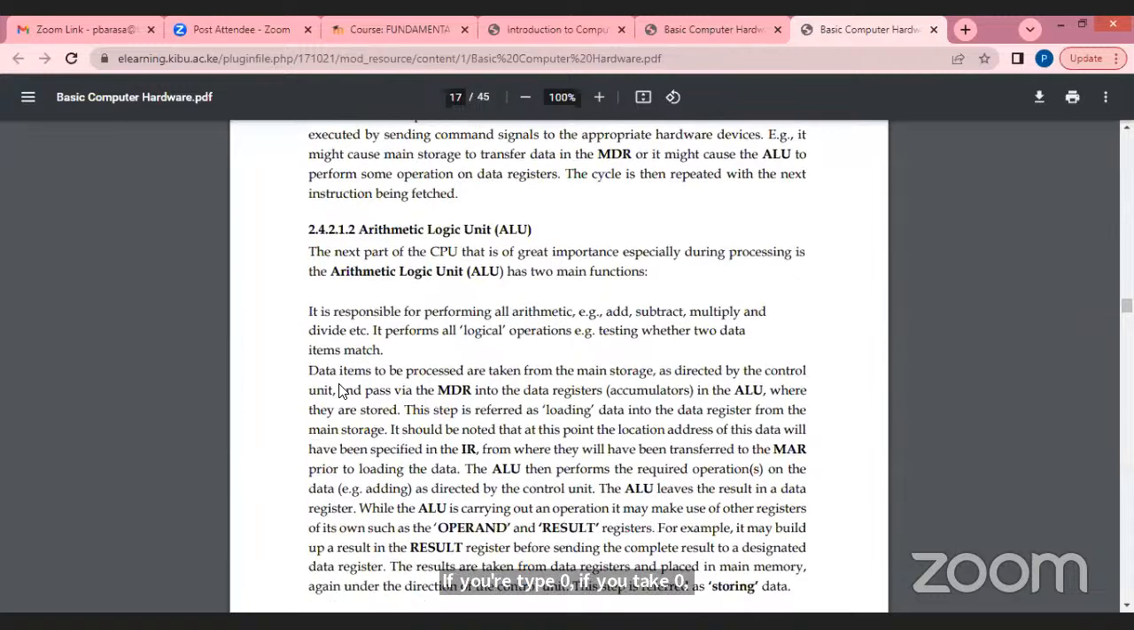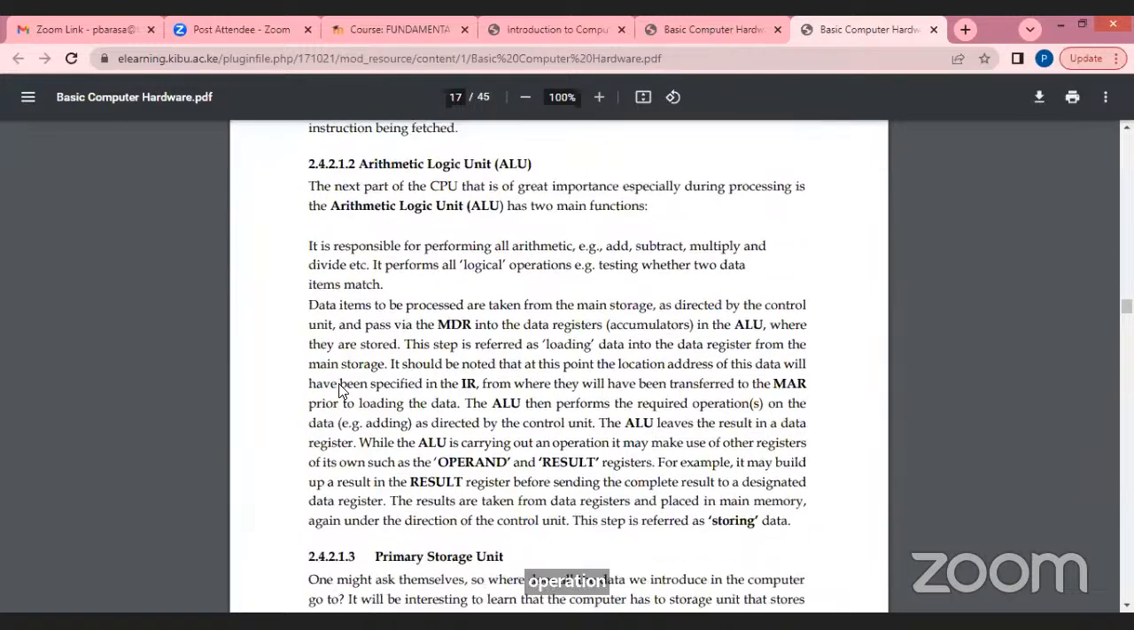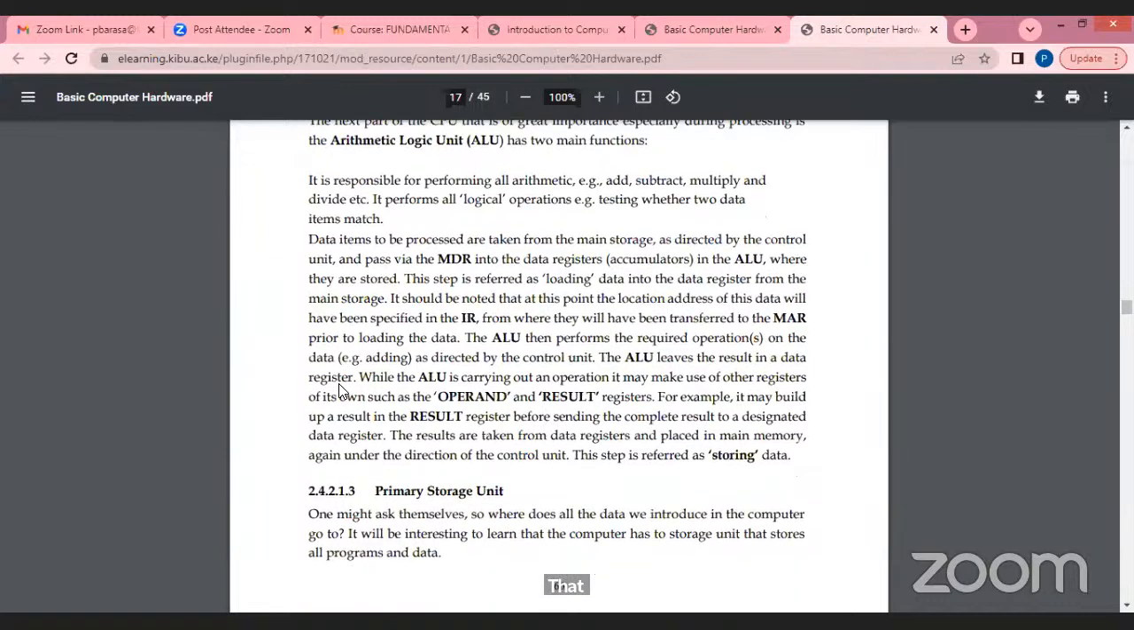So we have what we call the ALU, the arithmetic logic unit. The next part of the CPU that is of great importance, especially during processing, is the arithmetic logic unit, and it has two main functions. It is responsible for performing all arithmetic: add, subtract, multiply, divide. It performs all logic operations, e.g. testing whether two data items match. Data items to be processed are taken from the main storage as directed by the control unit and passed via the memory data register into the data register.